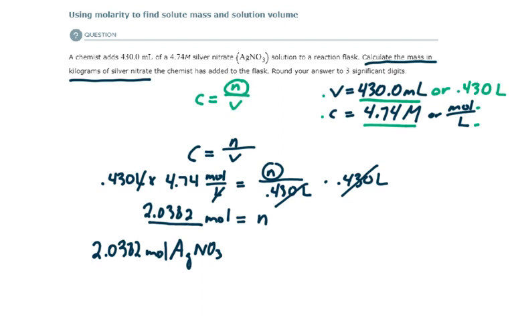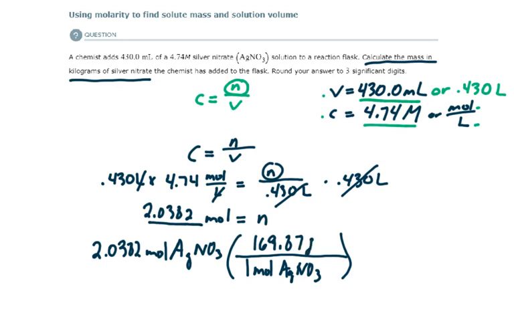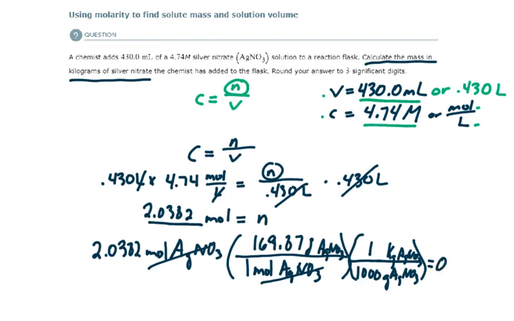So of course our first step will be to convert it to grams using the molar mass of silver nitrate. 1 mole of silver nitrate is 169.87 grams of silver nitrate. Moles cancels out. And then I add a second conversion factor to take me from grams of silver nitrate to kilograms of silver nitrate. And that conversion factor is 1 kilogram is 1,000 grams. The calculator answer that I get is 0.3462 kilograms of silver nitrate.